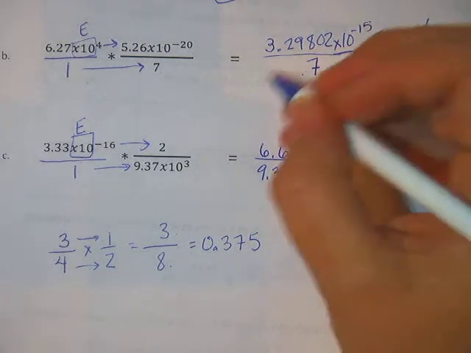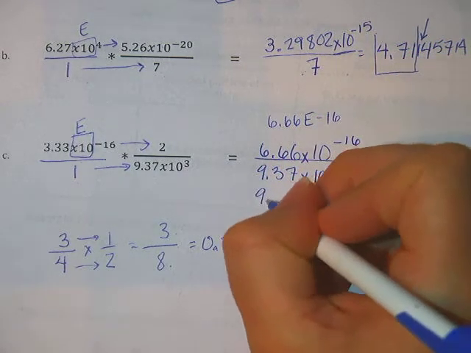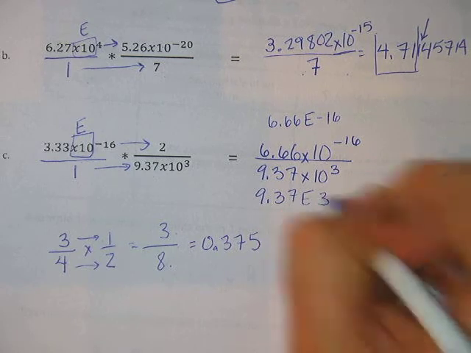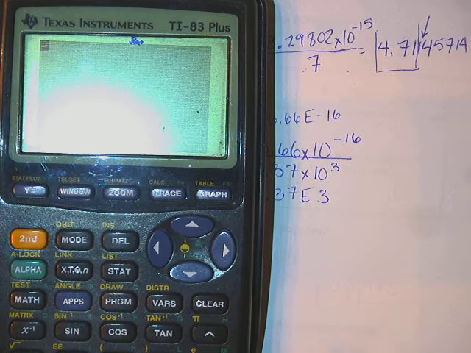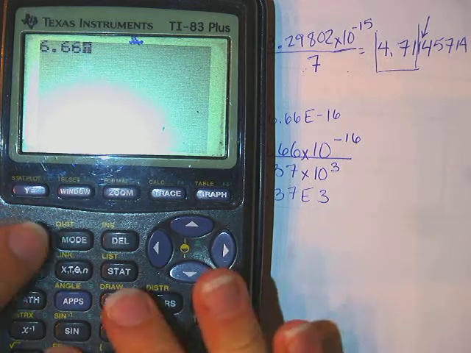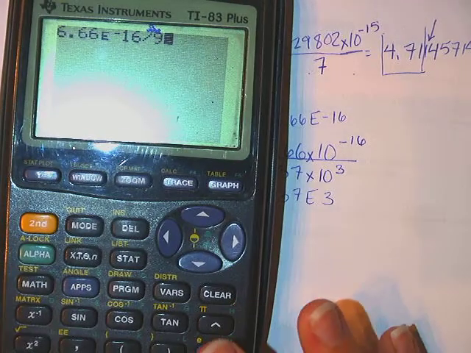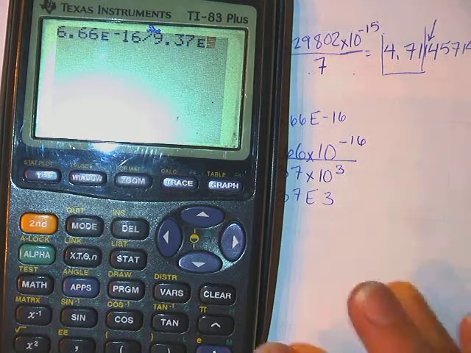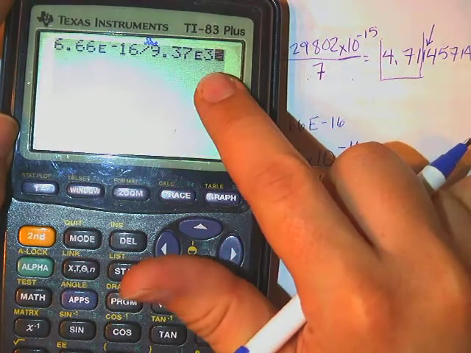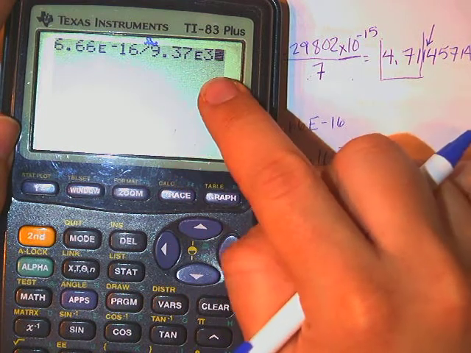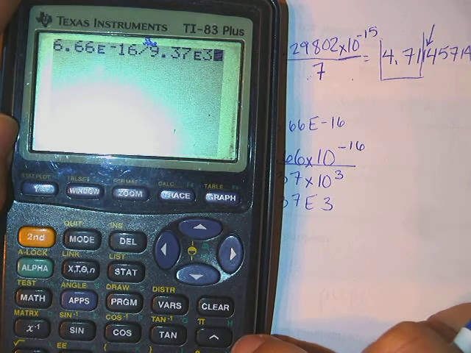Remember, when you put this in your calculator, you should type 6.66 E negative 16, 9.37 E3, so that when you type this division in your calculator, it should look like this: 6.66 E negative 16 divided by 9.37 E3. Make sure it looks exactly like that. You shouldn't have any extra times signs. You shouldn't have typed a 10 anywhere. You shouldn't have hit this little caret exponent button. None of that.